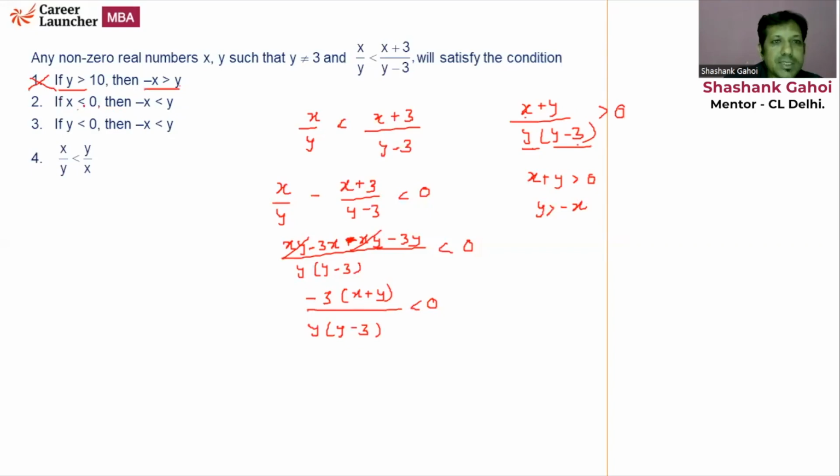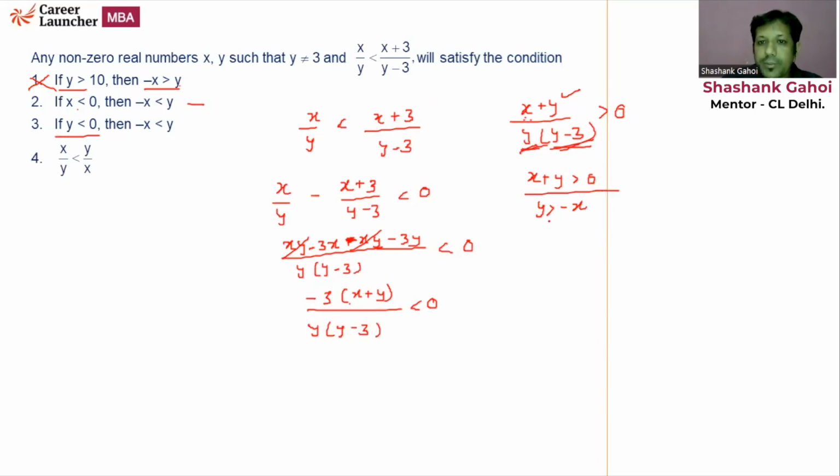Now let's take second one, x less than 0. So if x is less than 0, I can't figure anything out. So let's keep it on hold for a while. Now if y is negative, this number is also going to be negative. Y minus 3 will also be negative. So negative into negative is going to be positive. So if my denominator is positive and this inequality holds true, it means my numerator should be positive.